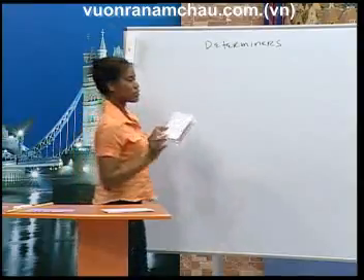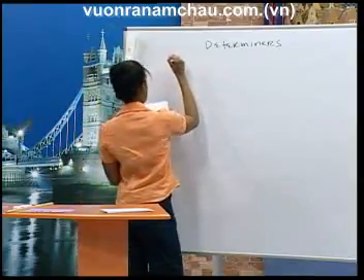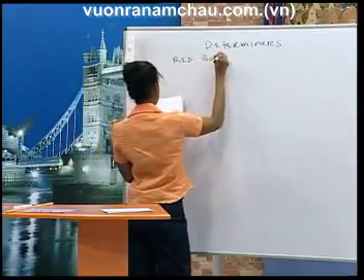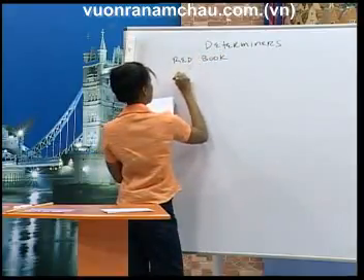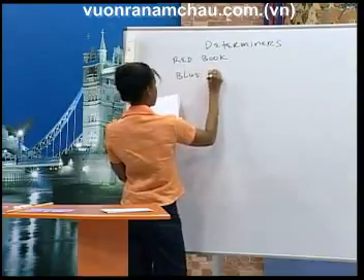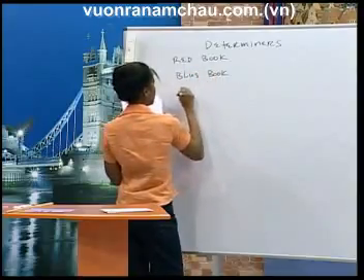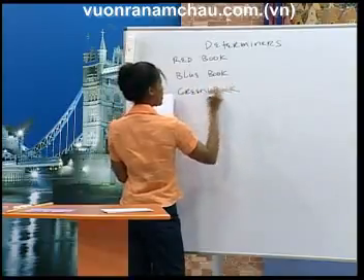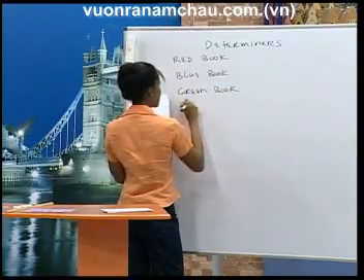There are 4 books on the table. Okay, we have a red book, a blue book, a green book, and the other is a black book.